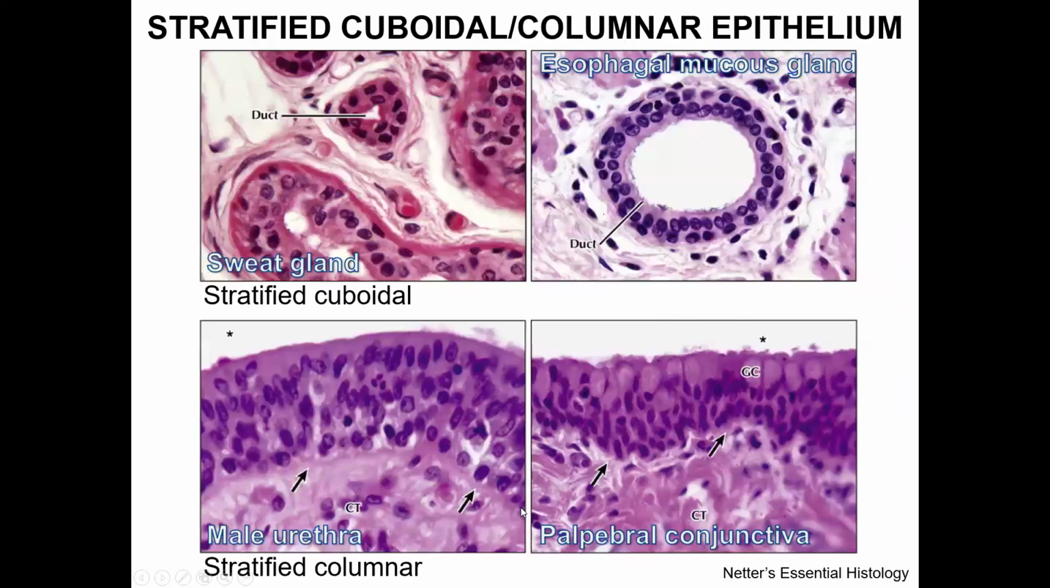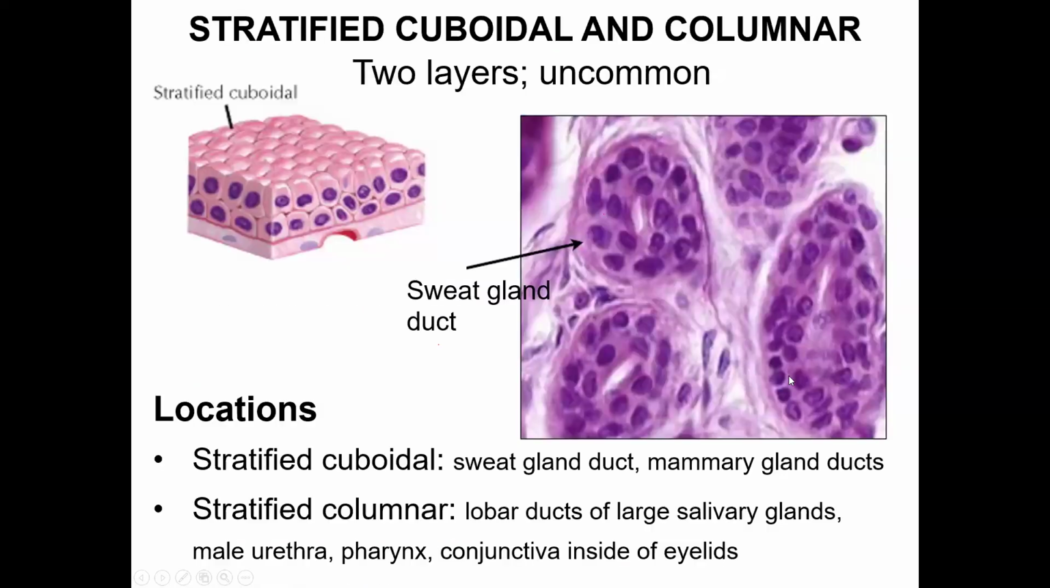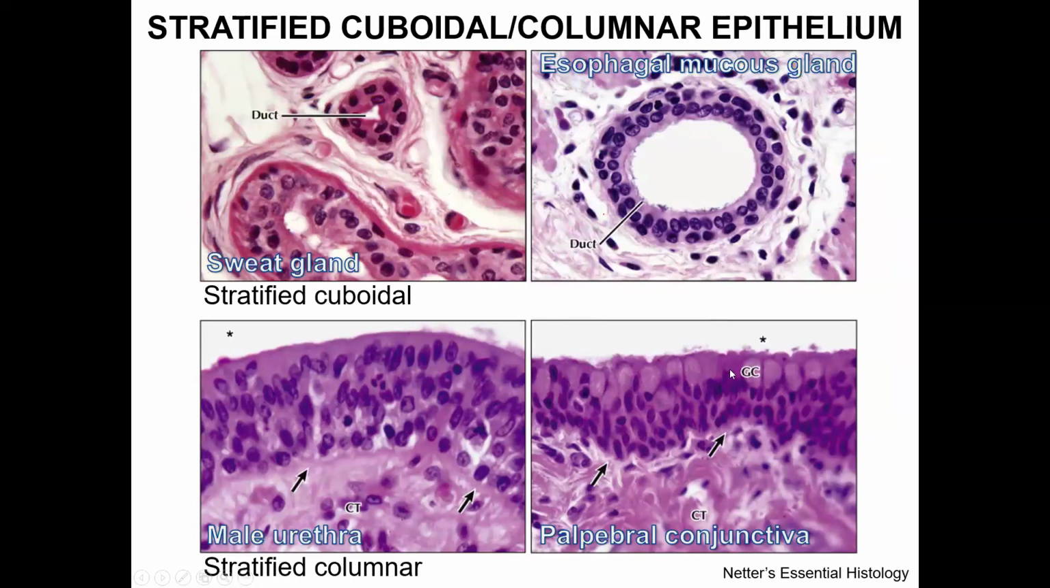the conjunctiva inside of the lids. This is, for example, the palpebral conjunctiva inside of the eyelids, and this is actually a very delicate epithelial lining. This is a stratified columnar epithelium in the male urethra. This is a mucosal gland in the esophagus, and this structure is actually a duct, a quite large duct associated with that mucosal gland. And you see two concentric layers of nuclei. This is a sweat gland.